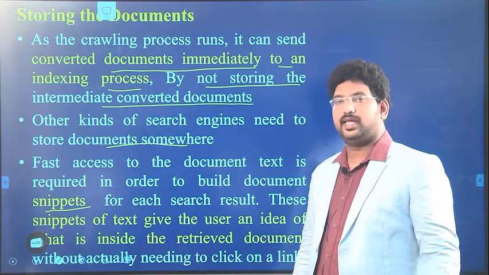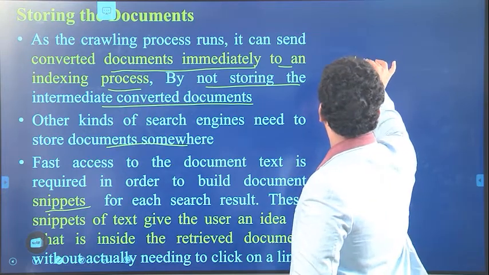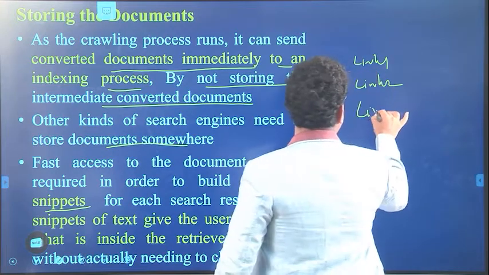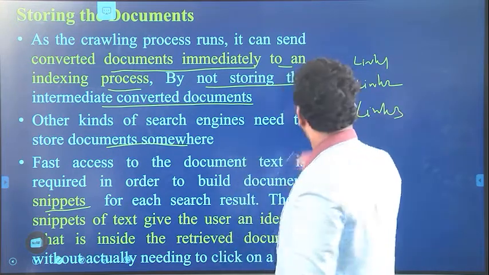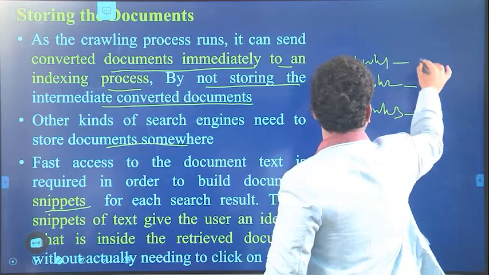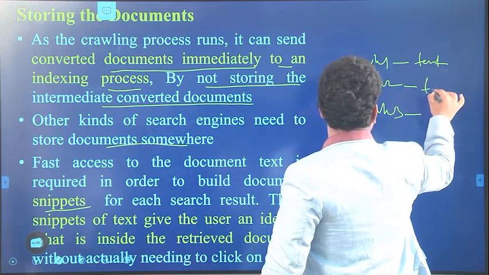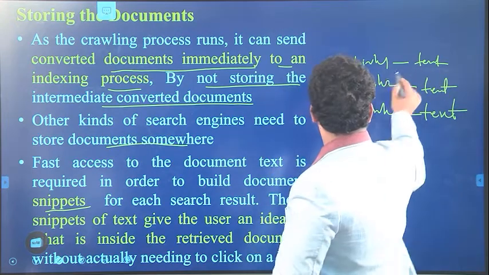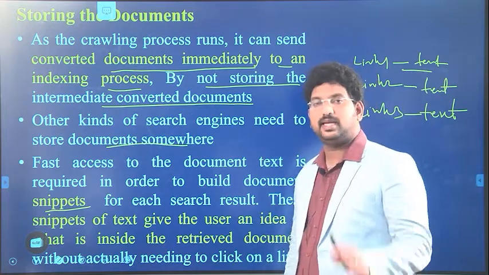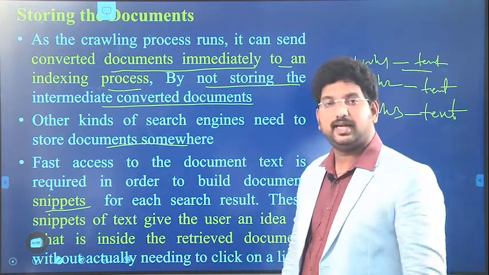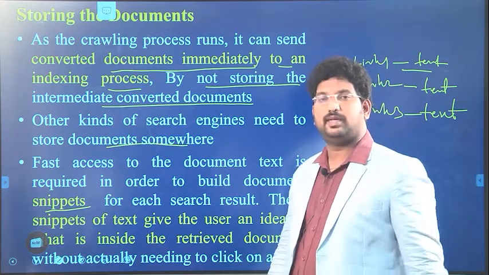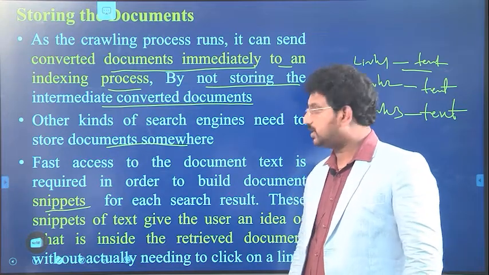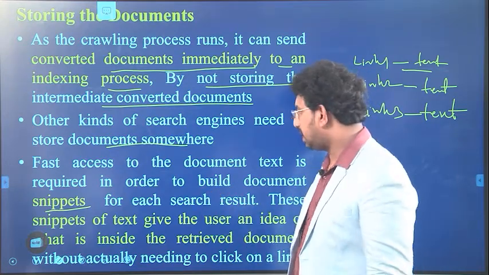If you see, there are a number of links: link 1, link 2, and next link 3. This link is associated with some text, and this is also associated with some text. This is also associated with some text. If you see, only 1 or 2 lines of the textual information can be viewed. By viewing that 1 or 2 lines of information, you are going to judge the text present in the entire link. So as part of the snippet, you are going to do the task here.